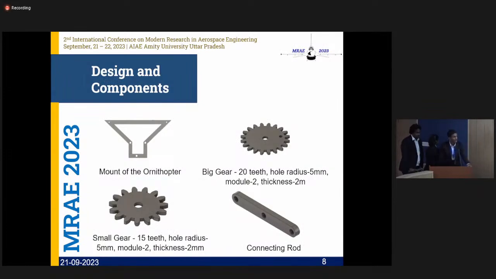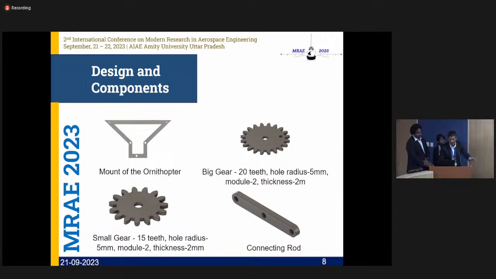Now I would like to speak about the design and the components of the ornithopter. First, we designed the ornithopter in Fusion 360, which is CAD software. As you can see, this is the mount of the ornithopter, where all the gears, the flaps and the rods have been mounted. The second one is the big gear. Last here is the small gear, or the pinion gear, which is the driving wheel of the ornithopter.